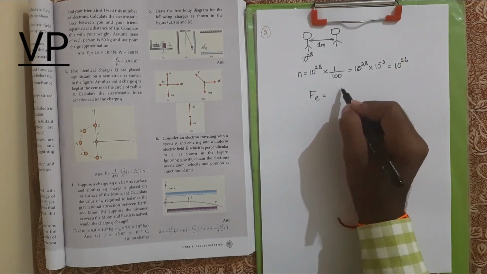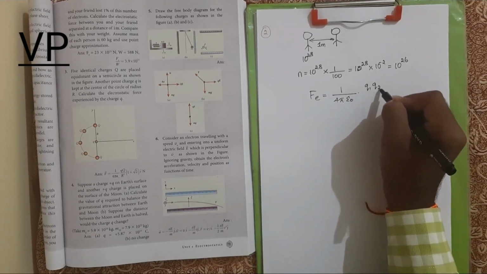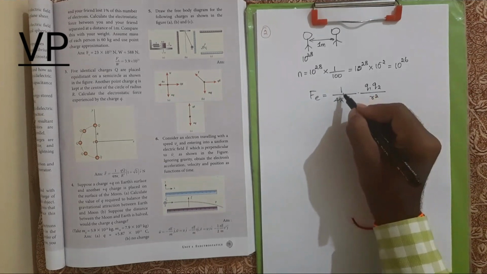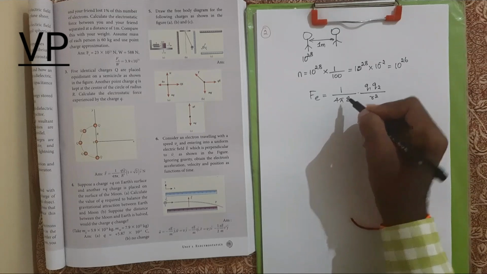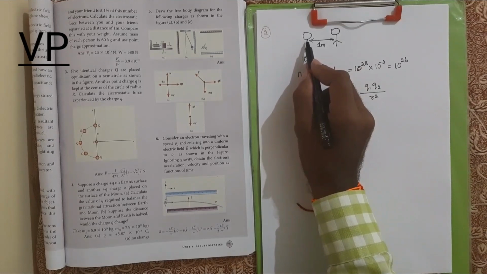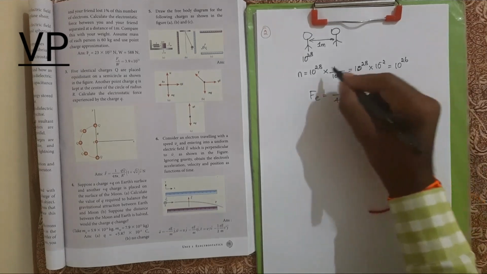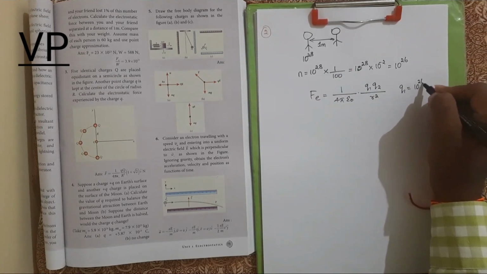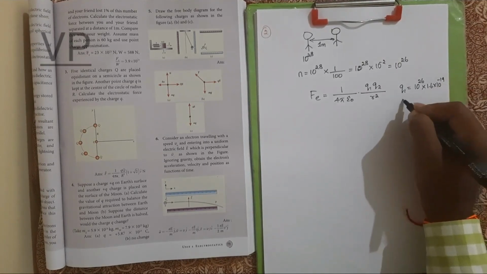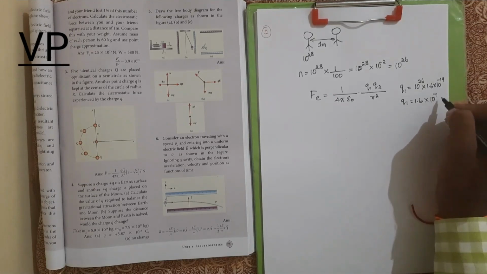So electrostatic force Fe is equal to 1 by 4 pi epsilon naught into Q1 Q2 divided by r square. We know the distance and the value of 1 by 4 pi epsilon naught. Now we are going to find the charge Q1 and Q2, that is the charge Q1 in me and the charge Q2 with my friend. Q1 is equal to N, which is given as 10 to the power 26, into the value of e, 1.6 into 10 to the power minus 19. So we have Q1 is equal to 1.6 into 10 to the power 7 coulomb.